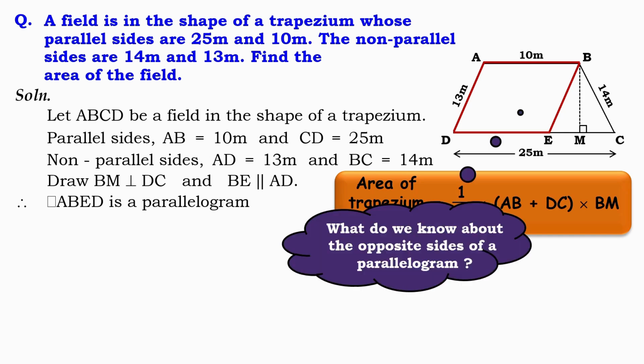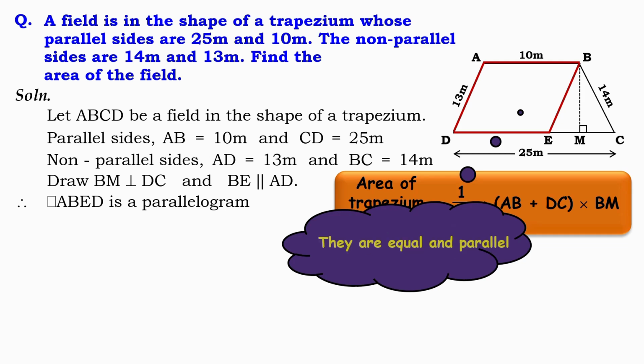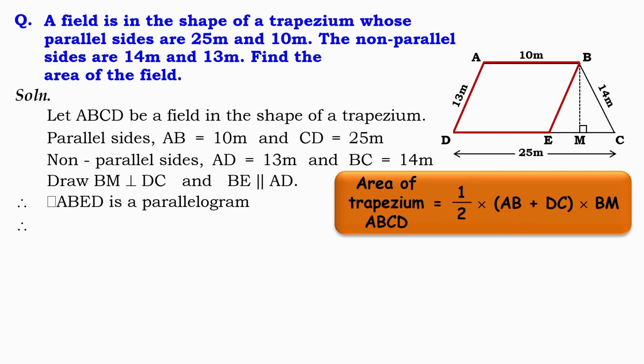So now what do we know about the opposite sides of a parallelogram? We know that they are parallel and equal. So here BE is equal to AD, that is equal to 13 meter, and also ED is equal to AB, equal to 10 meter, because opposite sides are equal.